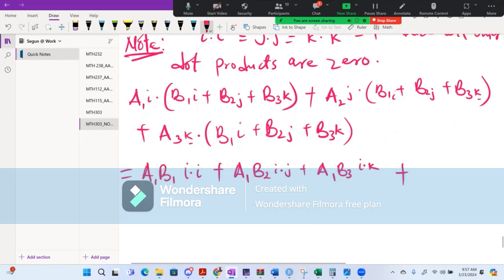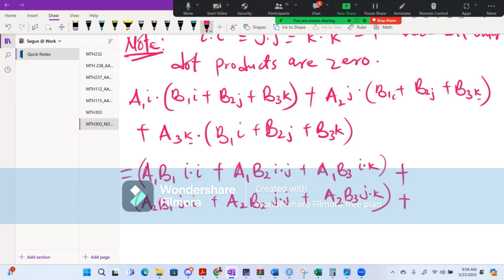Let me pick the second one and put it under. A2, B1, which is J dot I, plus A2, B2, J dot J, plus A2, B3, J dot K. We can even put it in brackets so you don't confuse yourself. Then, because you are doing addition, you pick A3: A3, B1, K dot I, plus A3, B2, K dot J, plus A3, B3, K dot K.